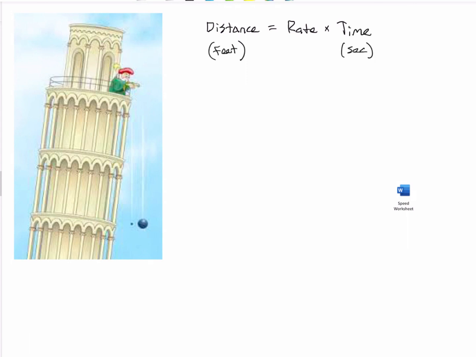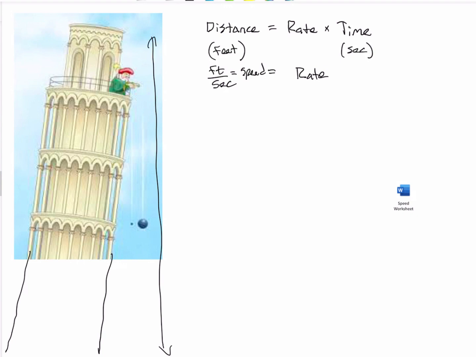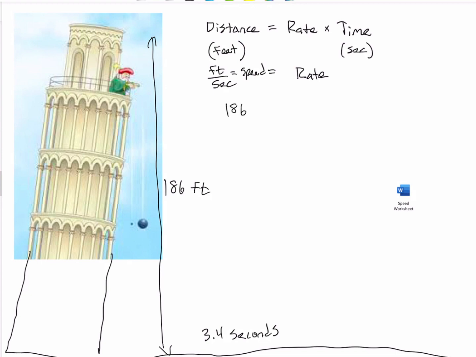Well, if distance is in feet and time in seconds, then the rate is speed, in feet per second. Let's sketch the base of our Tower of Pisa, and also sketch in the height, which is 186 feet. Suppose that Galileo noticed it took 3.4 seconds for the ball to hit the ground. Then, using distance equals rate times time, which is also rate equals distance divided by time, he would take the distance 186 feet, divide by 3.4 seconds, and that would be the speed.